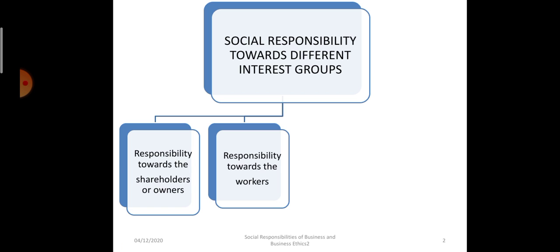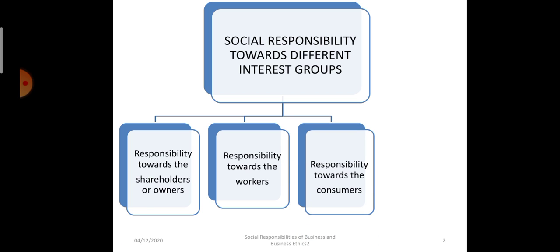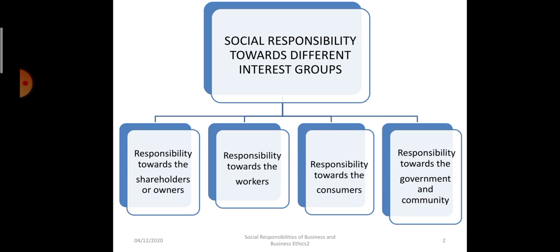Second group is workers. Business has a lot of responsibility towards its workers. We will be discussing those points. Then another group is consumers. And then we will be discussing the social responsibility of business towards government and community. There can be many more, such as debtors, creditors, suppliers, but we are not going into too much detail. We will be discussing the responsibility of business towards these four interest groups.